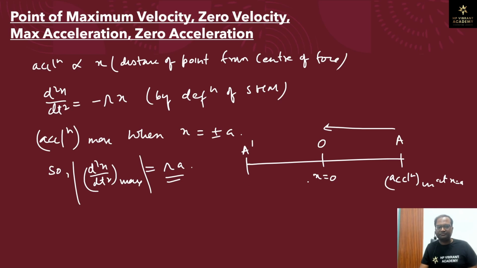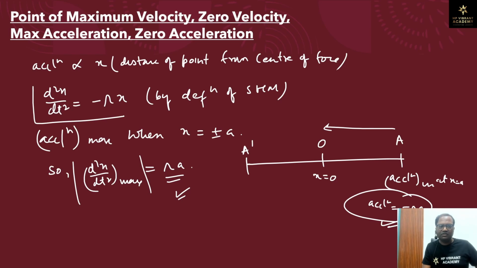So at x is equal to a, we have acceleration equal to minus mu a. This is directed toward the center of force. The magnitude of the acceleration is mu a. Zero acceleration: at x is equal to 0, from this equation, if we put x is equal to 0, then acceleration is 0. So acceleration is 0 at x is equal to 0.